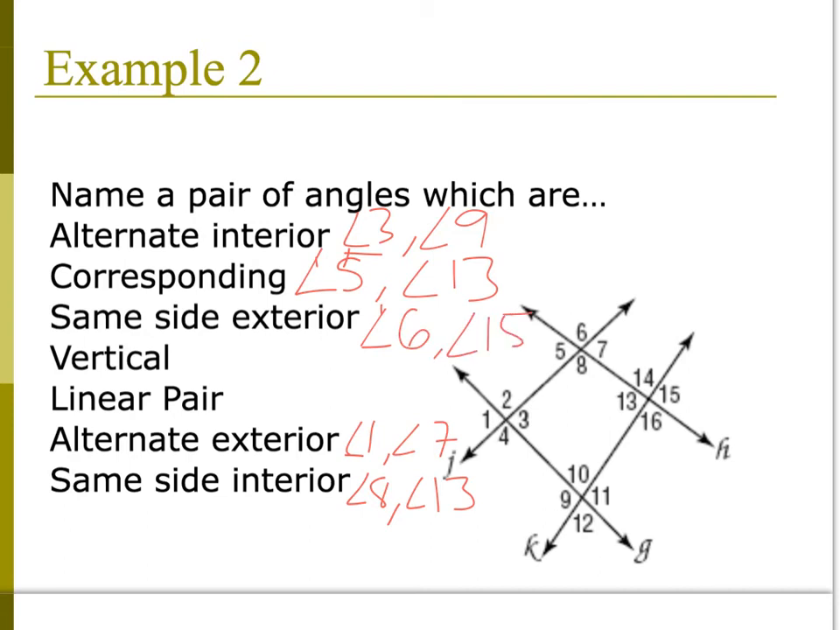Pair of vertical angles. Well, actually, sorry. Let's see here. How about 2 and 3? 2 and 3 would be a linear pair. And lastly, 6 and 8, 14 and 16, 13 and 15. Any of those pairs are vertical angles. We'll say 6 and 8. Again, tons of possibilities for these, but hopefully that gets you a general idea.